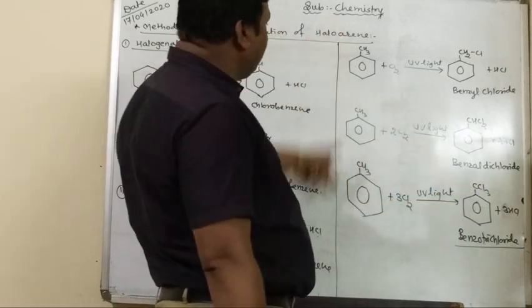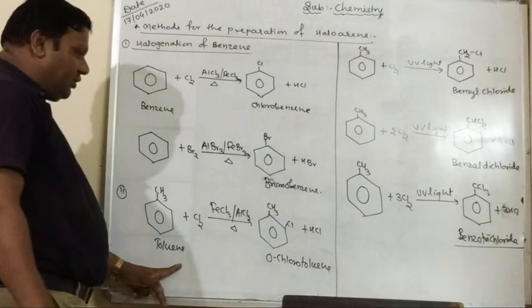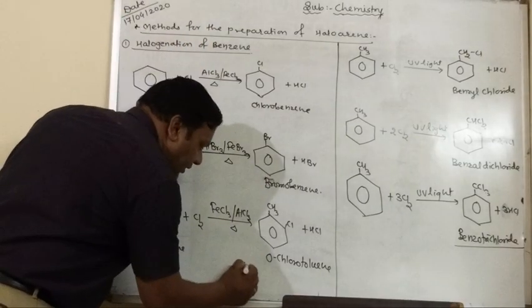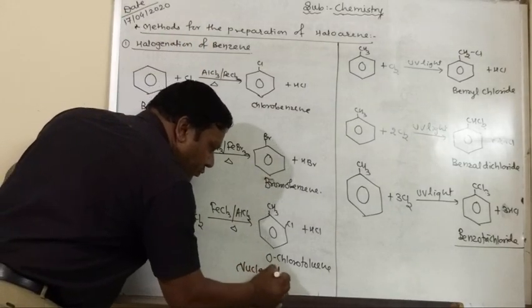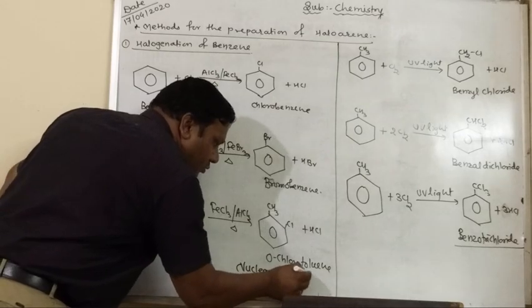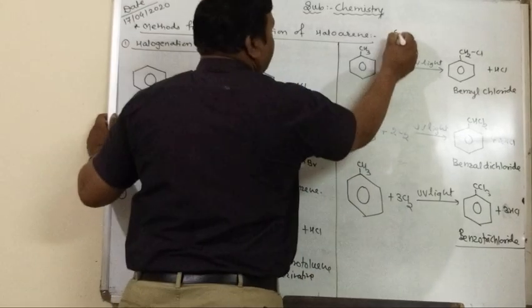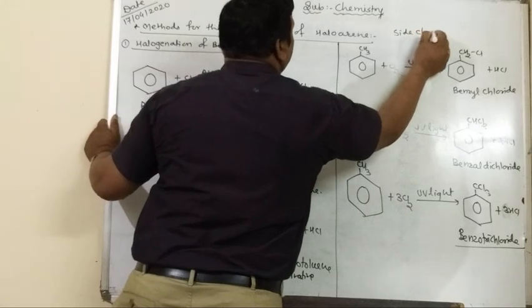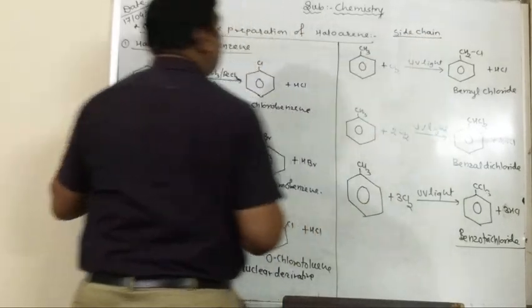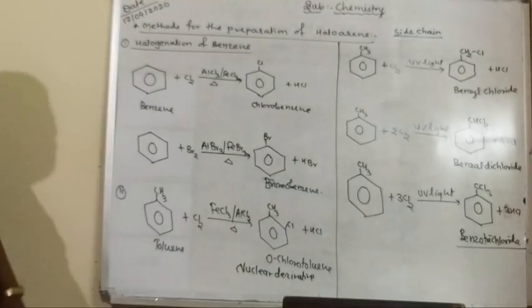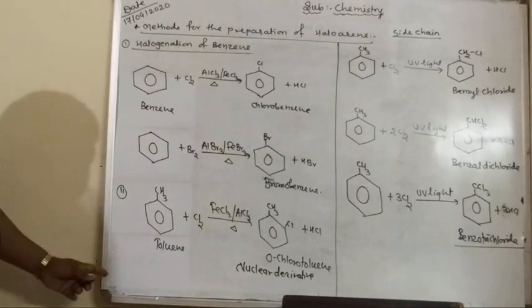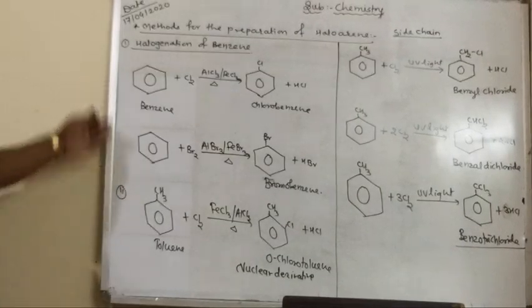So these are the side chain derivatives, but this is the nuclear derivative. So we write here nuclear derivative, and it is a side chain derivative. Okay, so these are the halogenation of benzene and toluene. Okay, note down these reactions.